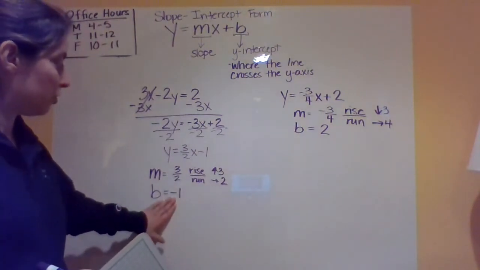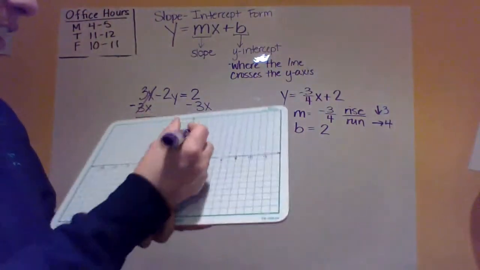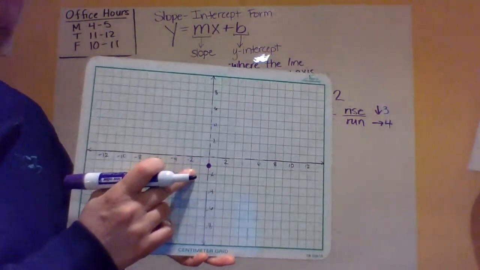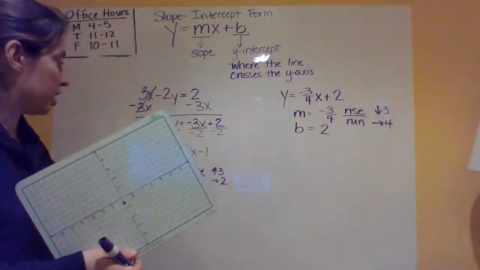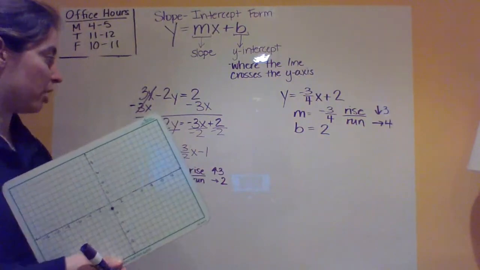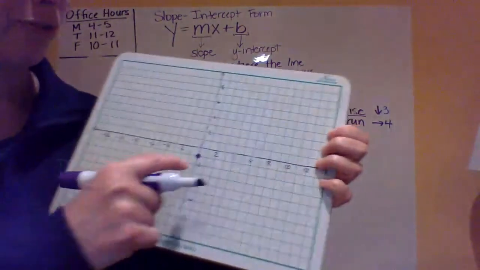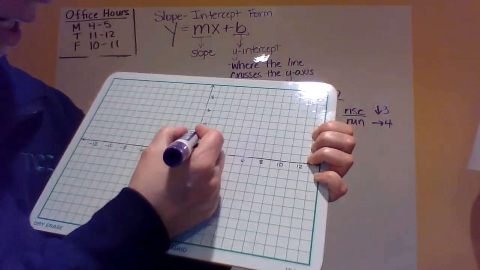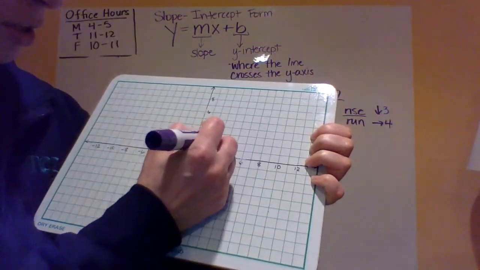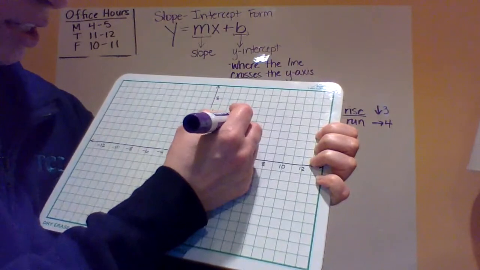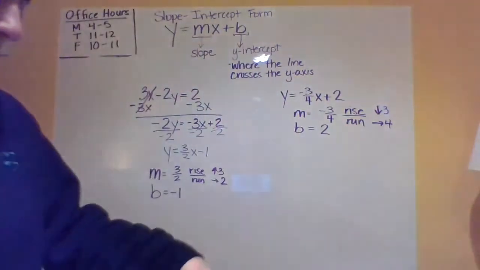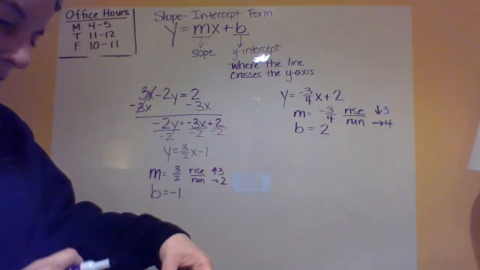my y-intercept is negative 1 this time, negative 1 here on the y-axis. And then my slope is 3 over 2, rise over run. So up 3, right 2, from this point, not from the origin, from this point. So up 3 over 2, up 3, right 2. Okay, again, connect it with my straight edge, and then I'm going to label it.